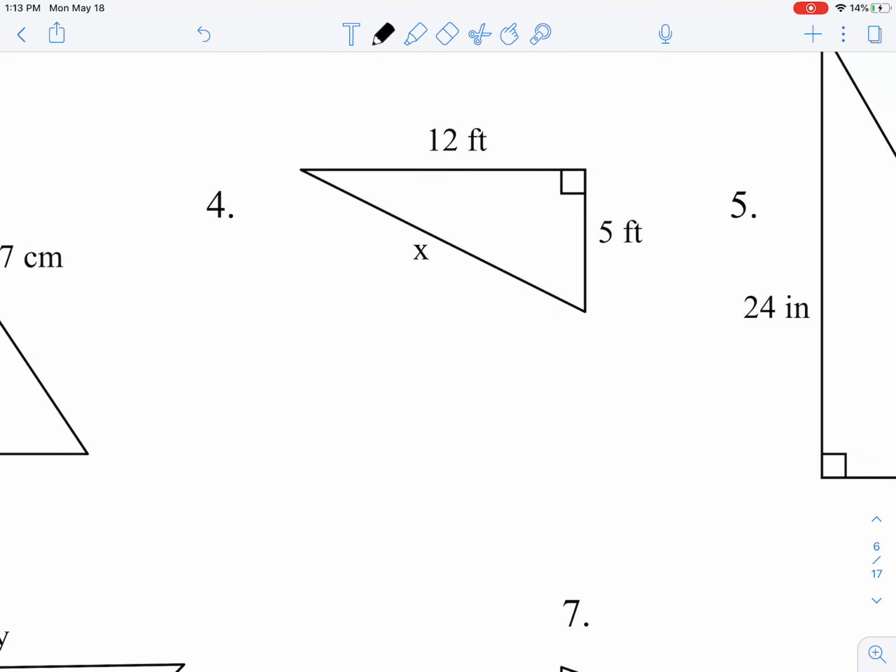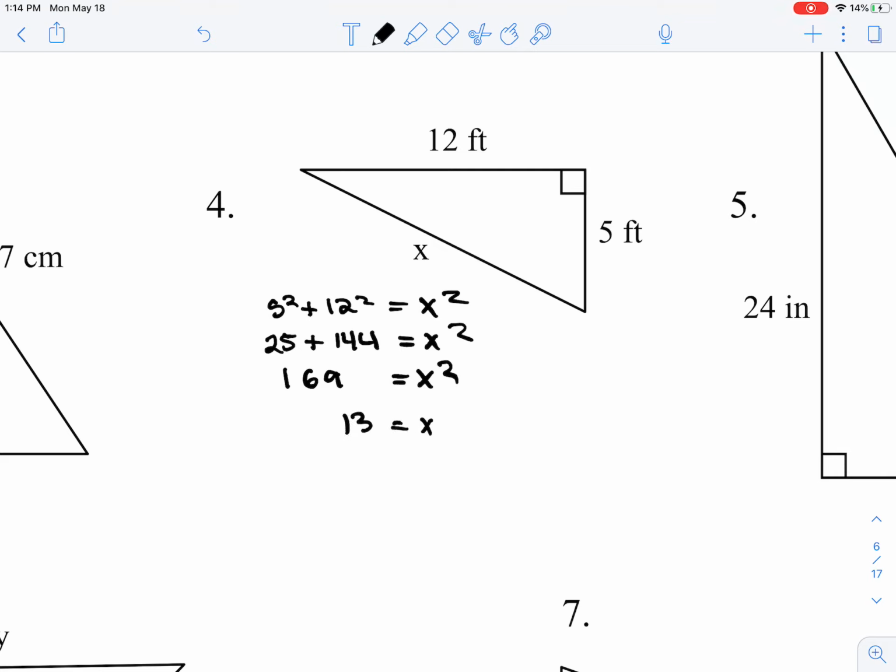Let's do number 4. This is a triple. I know the answer, but maybe you didn't memorize your triples. I probably wouldn't memorize them either if I was doing online learning. So let's just work it out. It won't take us too long. 5 squared plus 12 squared equals x squared. 25 plus 144 equals x squared. 169 equals x squared. X equals 13. Great job.